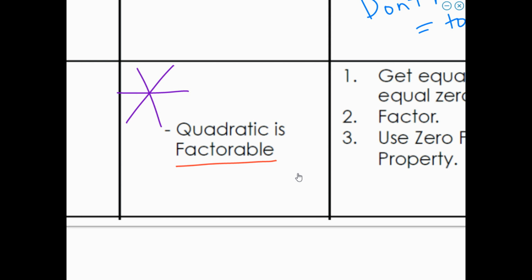What goes in the top of my star? Your A and C. A times C. What goes in the bottom? Your B. What goes on the sides? And then the numbers that you have to find, right? These two numbers have to multiply to equal your AC, your top. And these numbers have to add to equal your B.